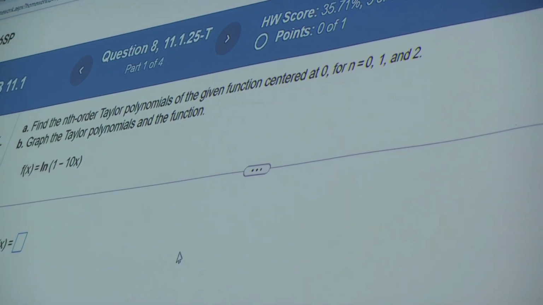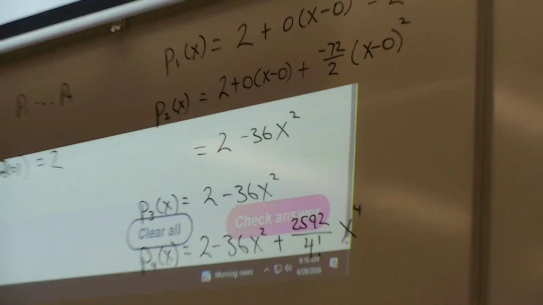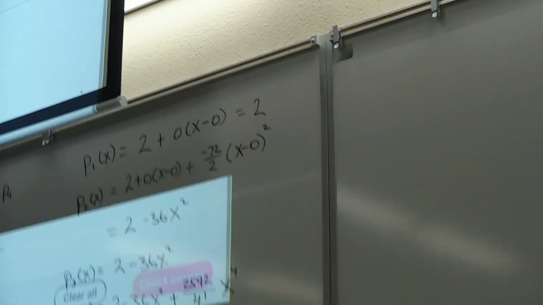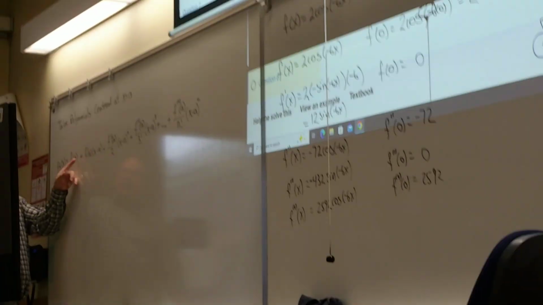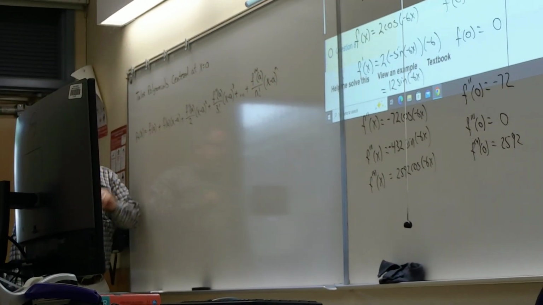By the way, you see the P0 of x? That would be just this one. P1 of x is this one and this one together. But P0 would be only the constant term. Right? It's like there's an x to the 0 power here.